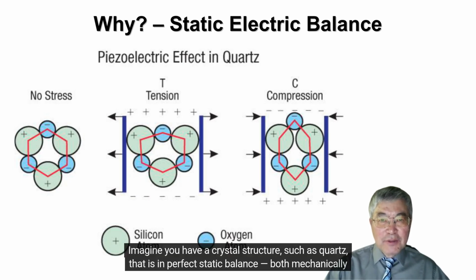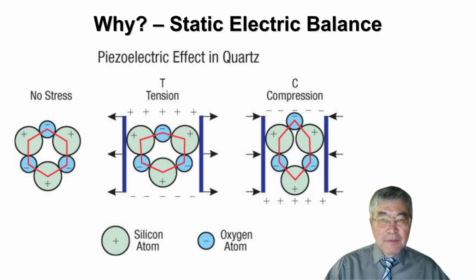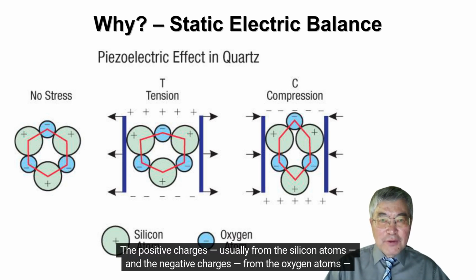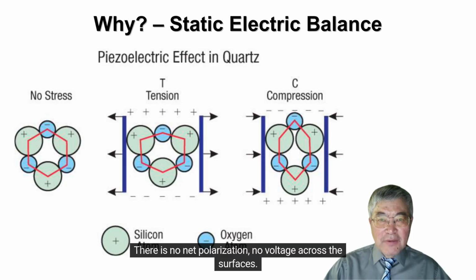Imagine you have a crystal structure such as quartz that is in perfect static balance, both mechanically and electrically. In its no-stress state, the positive and negative charges are arranged symmetrically. The positive charges, usually from the silicon atoms, and the negative charges, from the oxygen atoms, balance one another out, so the overall crystal is electrically neutral. There is no net polarization, no voltage across the surfaces.